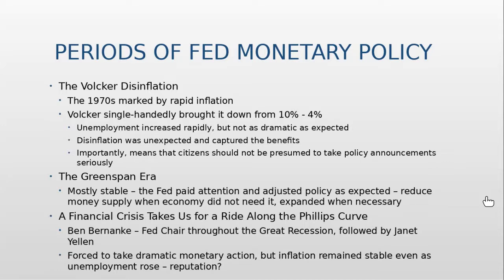Which brings us to the financial crisis of 2007-2008. At this time, Ben Bernanke was the Fed chair throughout the Great Recession, followed by Janet Yellen. These two coordinated to take dramatic monetary action. But inflation remained stable even as the unemployment rate rose, which leads us to questions of what allowed this to happen. Was it the United States' reputation? Was it the commitment and reputation of the Federal Reserve and their monetary policy? We don't know. And this is one of the current debates that monetarists, the Federal Reserve, and economic commentators are discussing daily.